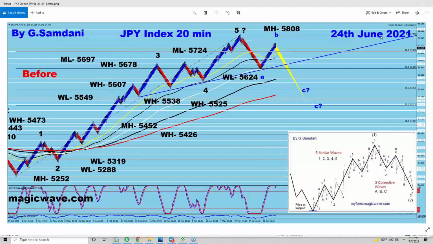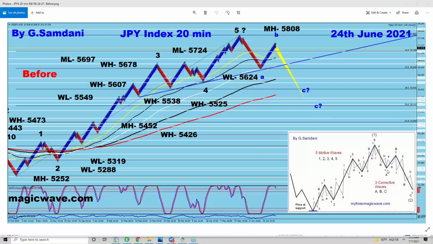This is the chart I made on June 24th. I was tracking this index from way before, and as you can see, this Elliott wave count: 1, 2, 3, 4, and 5, just like here, 1, 2, 3, 4, 5. These are diagrams I made a long time ago, maybe 10 or 12 years ago. This is the basic Elliott wave phenomenon: 1, 2, 3, 4, 5.